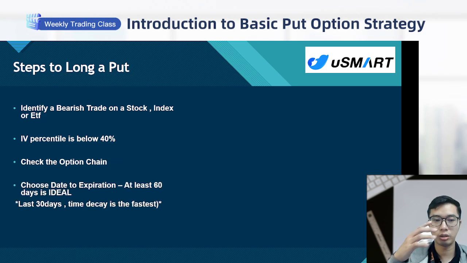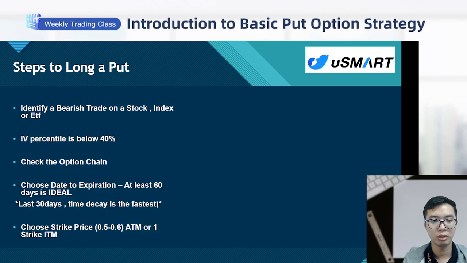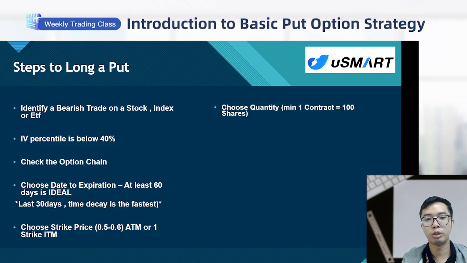Then you need to choose the date of expiration. At least 60 days is ideal, because in the last 30 days the time decay is very fast. So we also choose a strike price of 0.5 to 0.6 delta, at the money, or one strike in the money. For those who don't understand this, you can refer back to the extrinsic value classes.